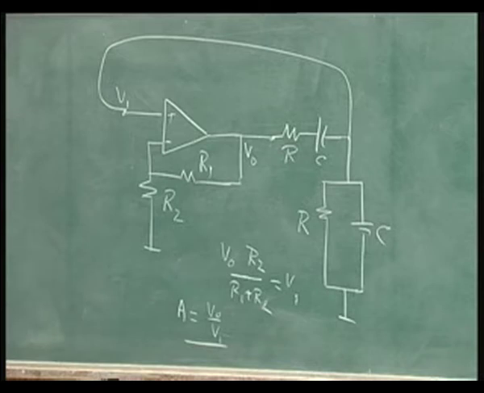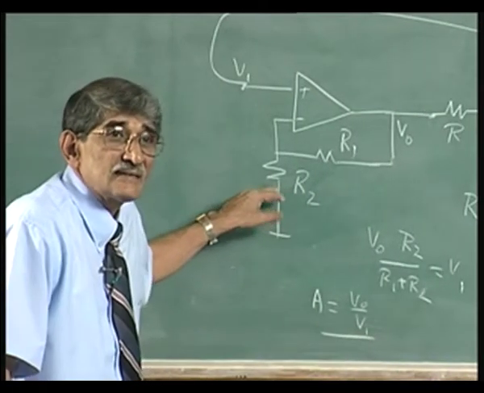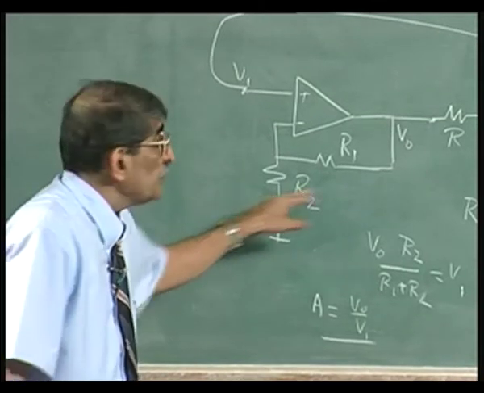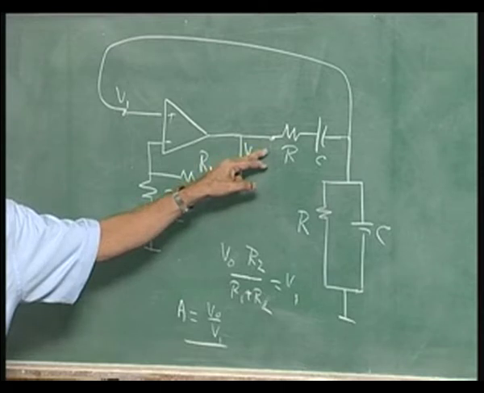But now I want, precisely, let us say 3 volts at the output peak. What will you do? You must have this resistor adjusted such that only for that output voltage, the gain becomes equal to 3.